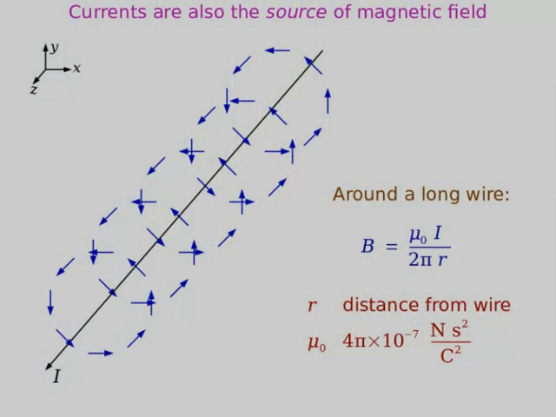That's the direction. If you want the magnitude, it's just mu naught, what's that? I'll come back to it in a moment, times I, the current, divided by 2 pi. We know what 2 pi is. Times R, where R is the distance you are away from the wire. That's how strong the magnetic field will be. And mu naught is another one of these fundamental constants, sort of like Coulomb's constant. Mu naught has a value of 4 pi times 10 to the minus 7 newtons second squared per Coulomb squared. It just is what it is to make the magnetic field work out right in the units that we use.